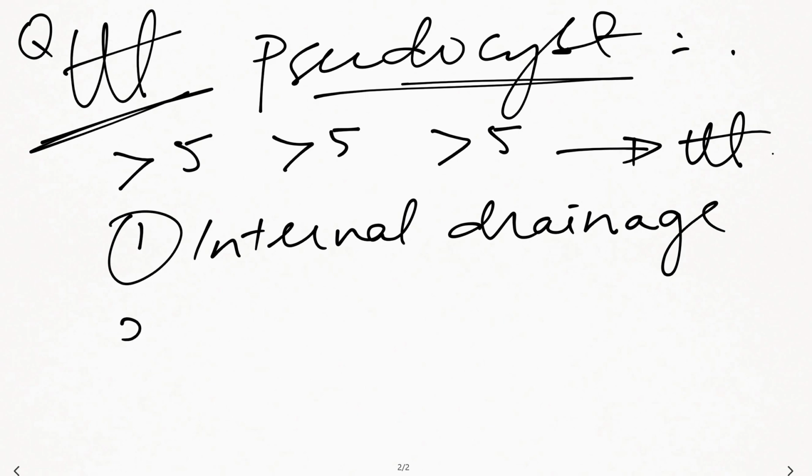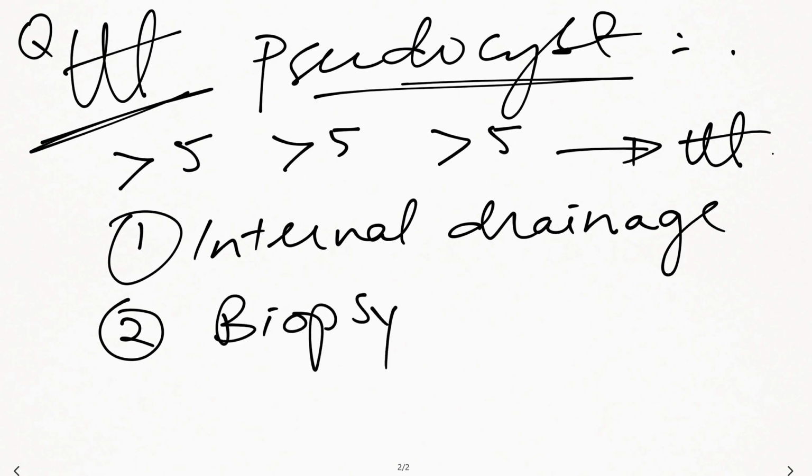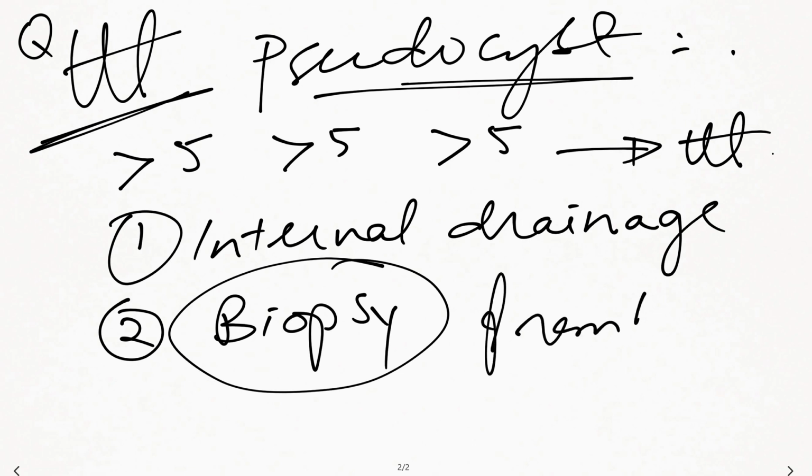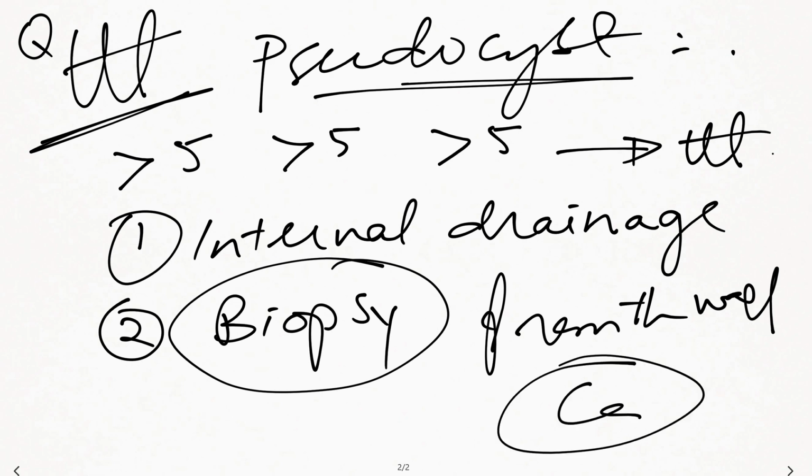The second thing is that you are going to take a biopsy from the wall, and they love this actually, to exclude malignancy. So these are the two things that you are going to do.